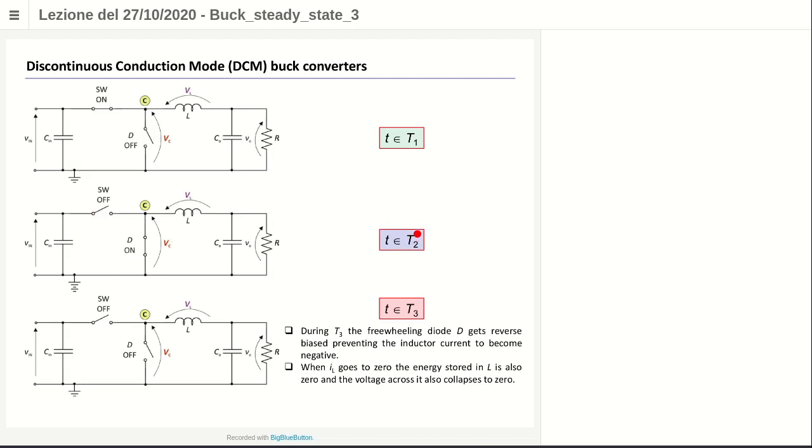Pay attention that now T2 is not T off, is not TS minus T on. So you have to understand that T2 is not TS minus T1, because there is the time interval T3, or T idle, in which both the switch and the diode are off. So they are left open.